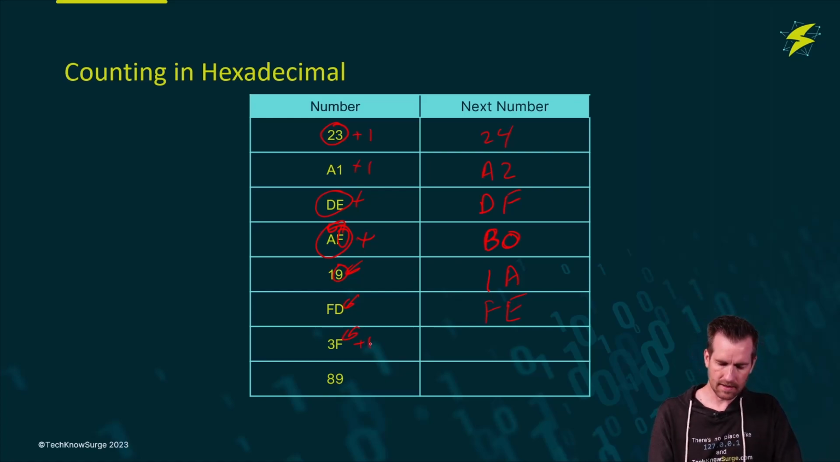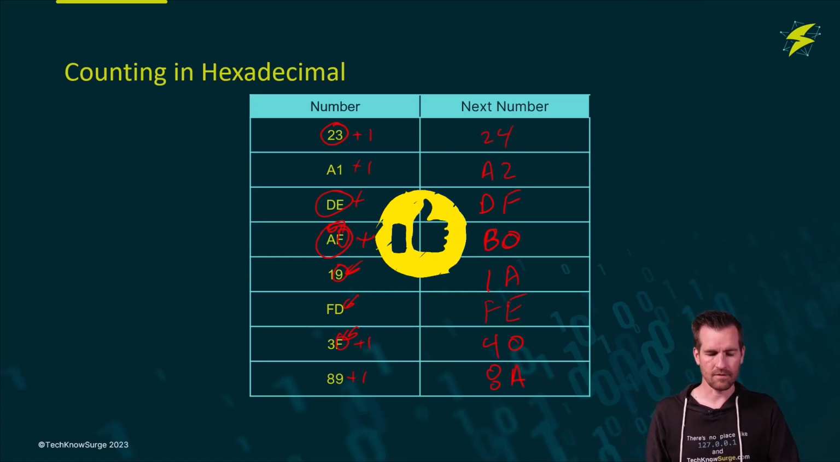3F, we add 1 to that. The F becomes a 0. We carry the 1 and that becomes 40. And then 89, we add 1 to that and it becomes 8A. So there are the answers for all of those problems.